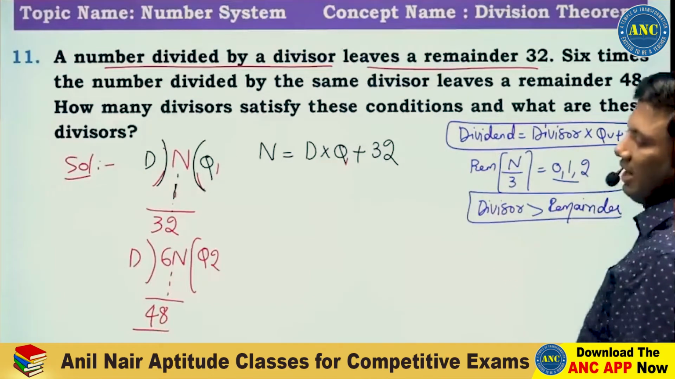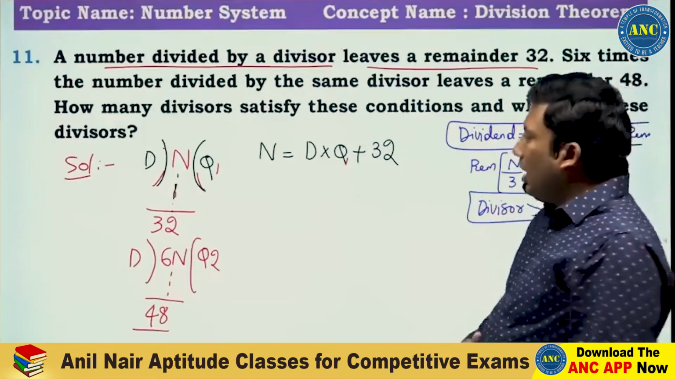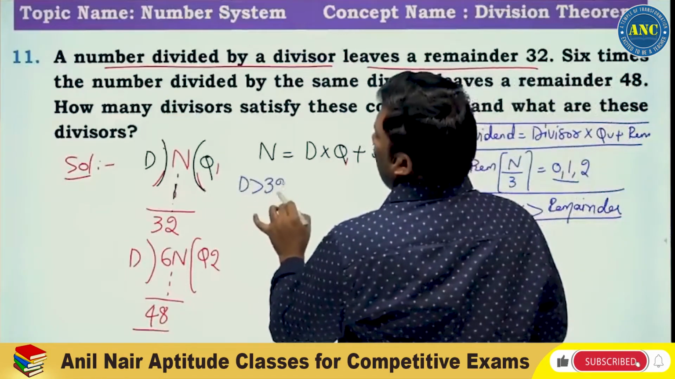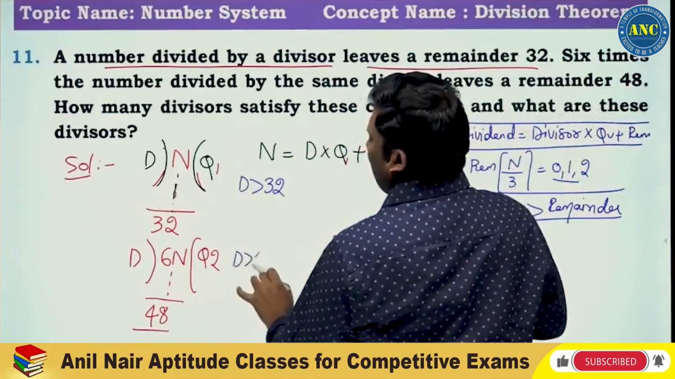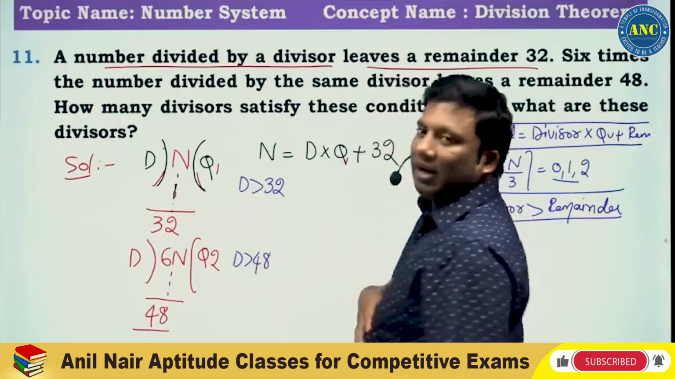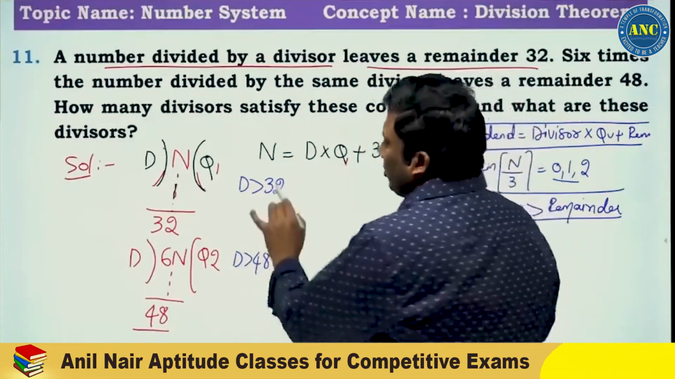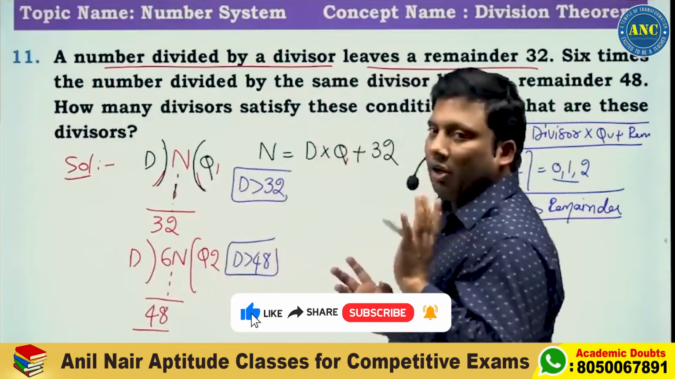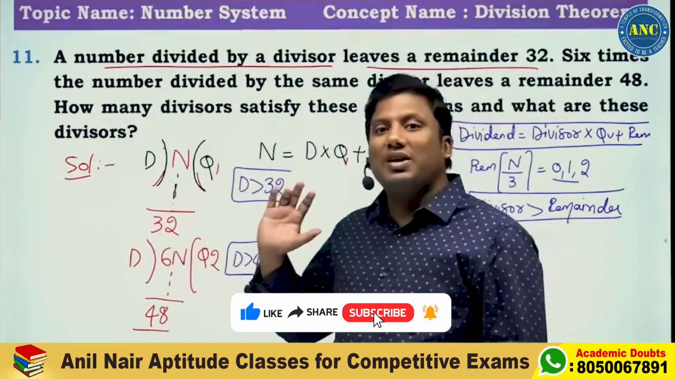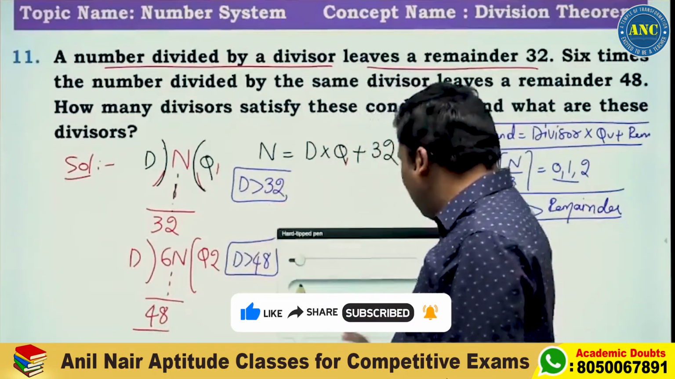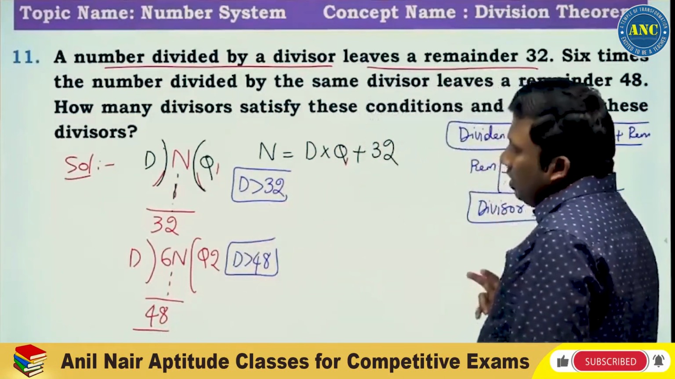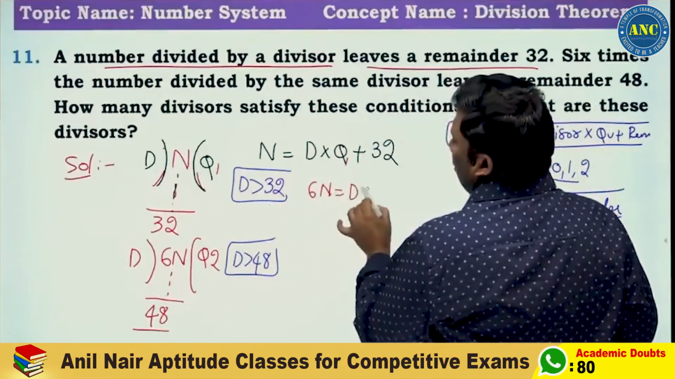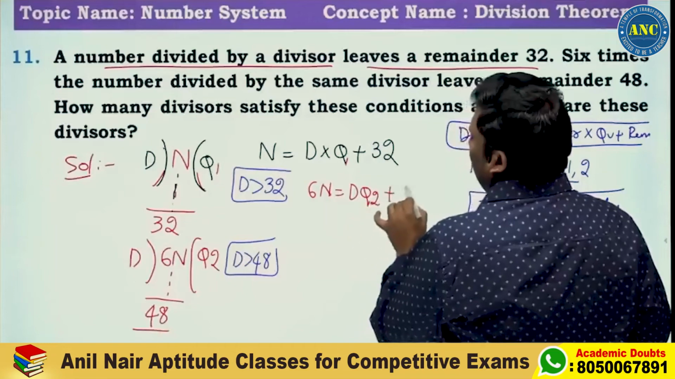Divisor is always greater than the remainder. That means d is greater than 32 here, and d is greater than 48 here. So any value greater than 48 is also greater than 32. This is the condition which we should not ignore, because the divisor is always greater than the remainder. What is the next step? So 6n is given by d into q2 plus 48.